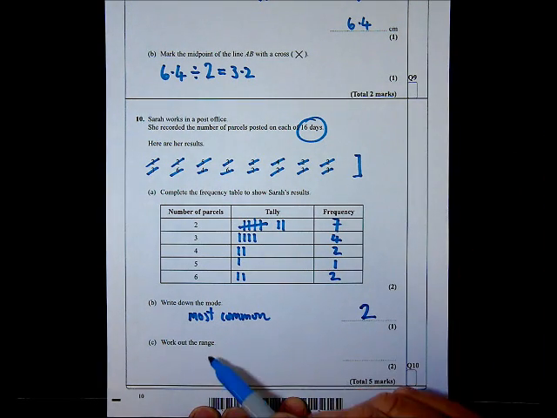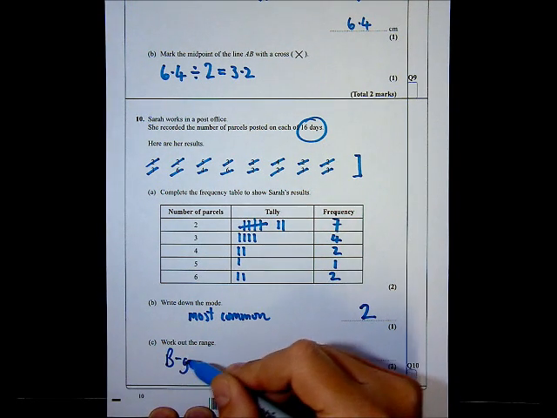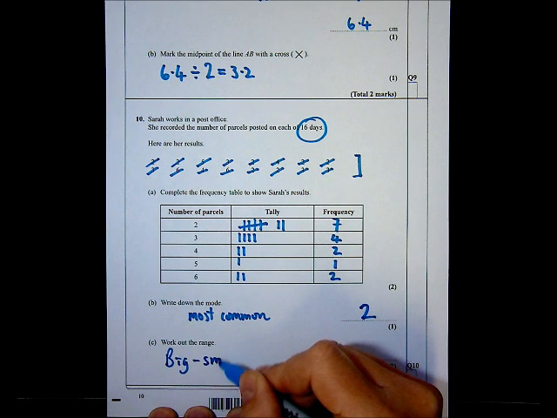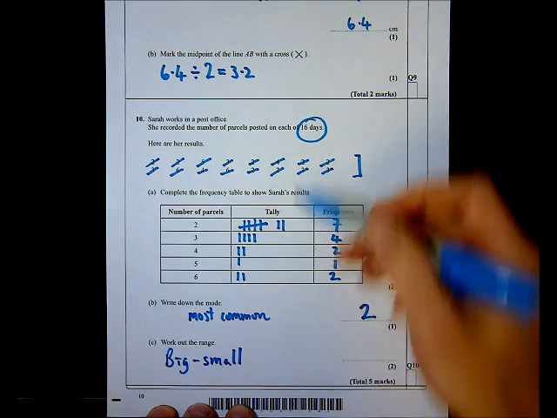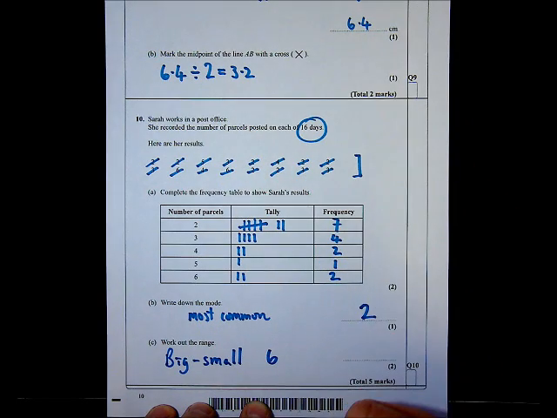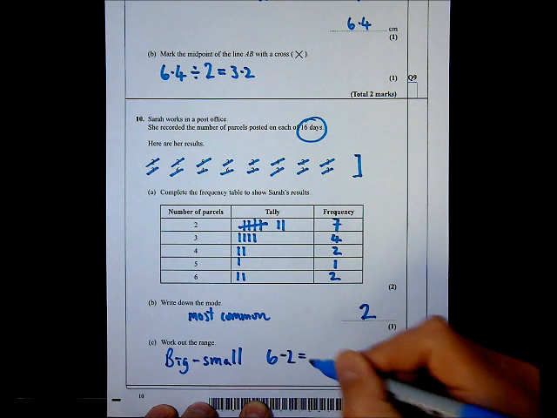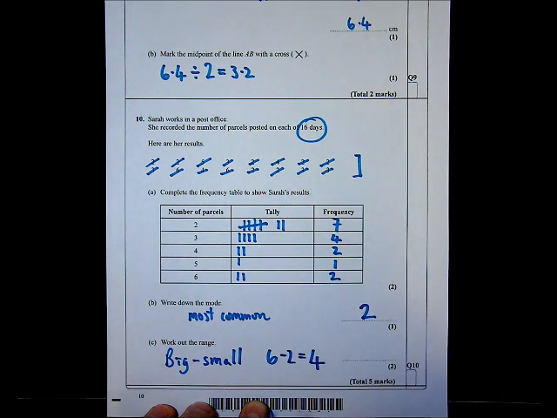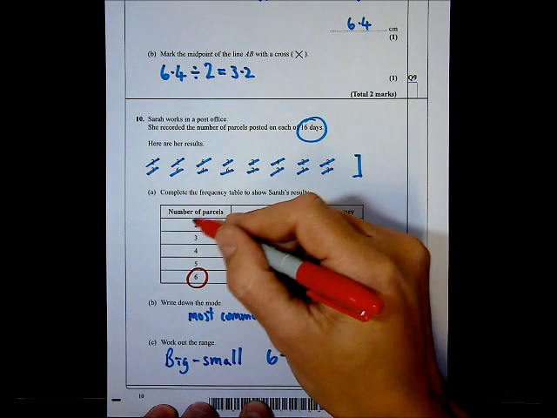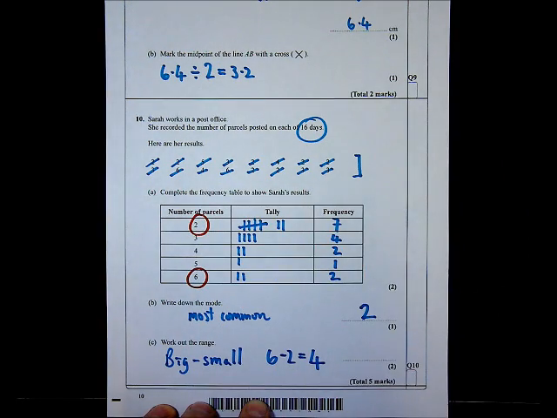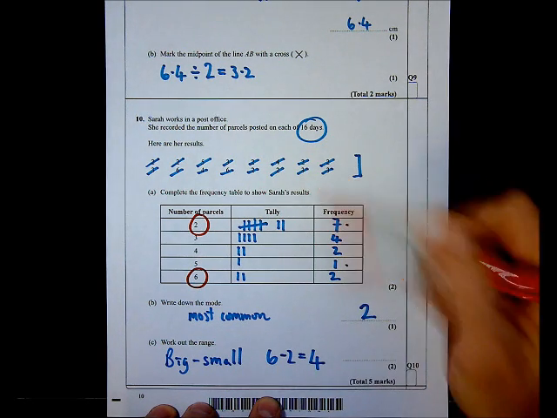In part C, I'm asked to work out the range, and the range is the biggest number, take away the smallest number. Okay, so the biggest number in this list, again, from the list I can see that it is 6, and from the list I can see the smallest number would be 2, so 6 take away 2 would be 4. Again, those numbers you can find from the table because the biggest number is 6, the smallest number is 2. Note that the biggest number is not 7 and it's not 1, neither of those numbers is in the list.